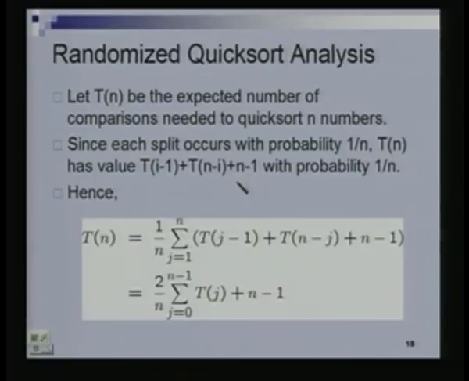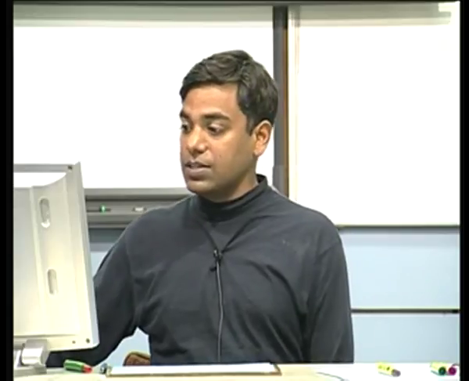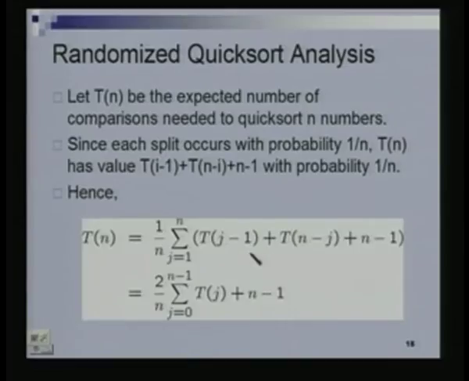So the expected time taken is basically this sum. This quantity summed over all choices of j, so I have replaced the i by a j here. This i is the same as this j here, and each one of them is being picked with the probability of 1 over n. This is how you compute expectation.